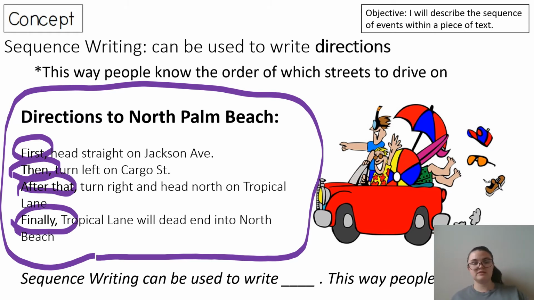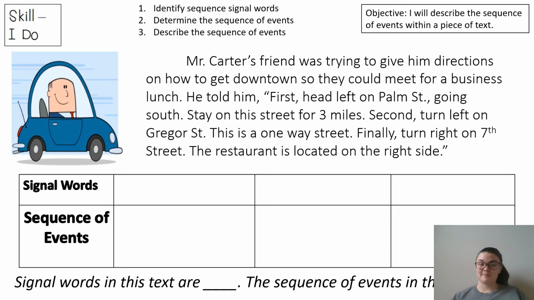So each one of those steps was marked with a transition word. We have first, then, after that, and finally. All of those words tell you when something is happening, right? First is the thing that we did number one. Finally is the very last thing that we did. So those transition words help you understand what to do and when. It's very important.